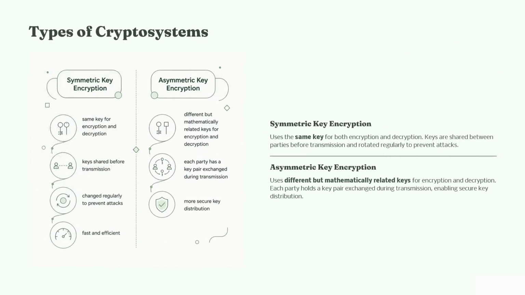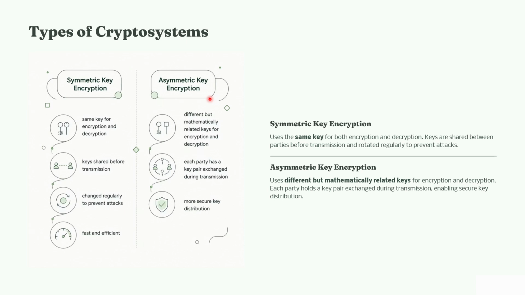There are two types of cryptosystems: one is symmetric key encryption, and the other is asymmetric key encryption. In symmetric key encryption, we always know that symmetric means the same. The same key is used for encryption and decryption in symmetric key encryption, and in asymmetric key encryption it differs. Different keys are used. In symmetric key encryption, both keys are shared with the sender and the receiver before transmission.